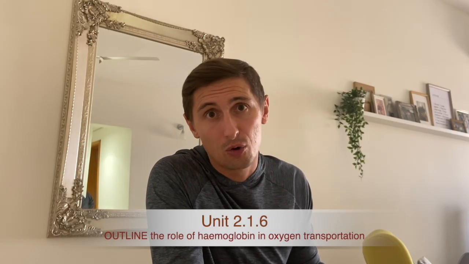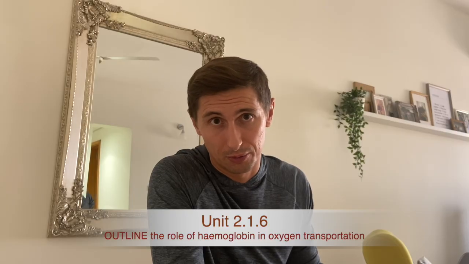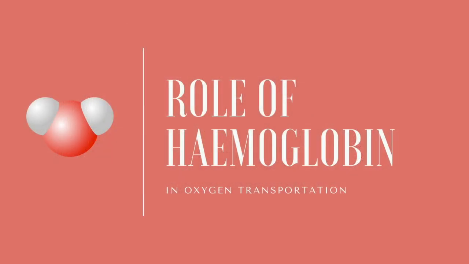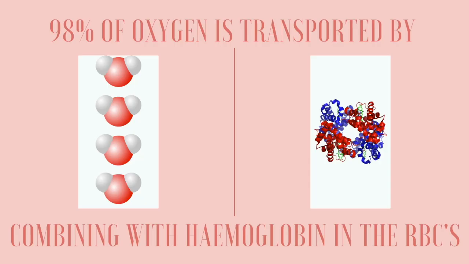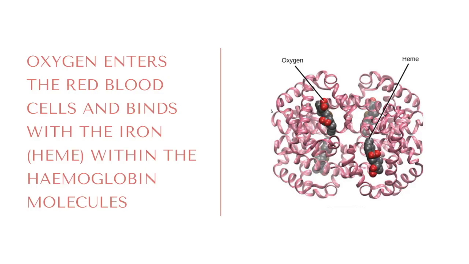The last two sections that we need to look at are to do with gas exchange. Firstly, we're going to look at hemoglobin and how it transports oxygen around the body. So, hemoglobin's role in oxygen transportation. 98% of oxygen is transported by combining with hemoglobin within the blood, within the red blood cells. Oxygen enters this blood and it binds with the iron. That's the heme, that's what it's called, hence the hemoglobin. The iron itself is called the heme, and that's where it binds.